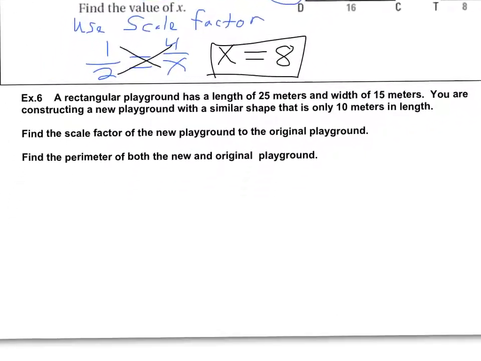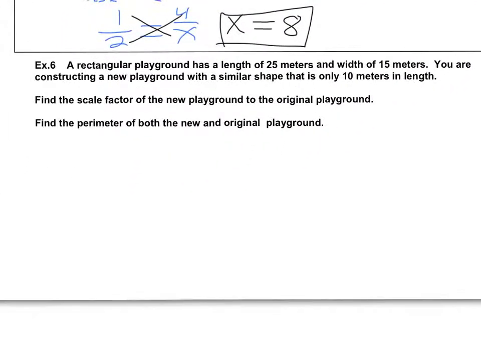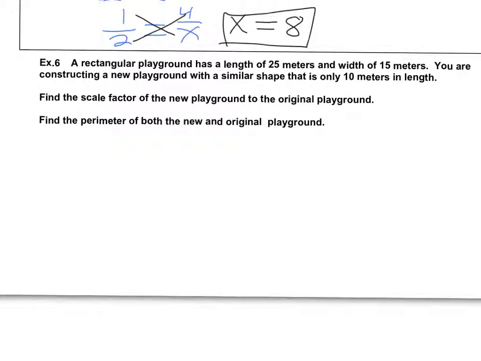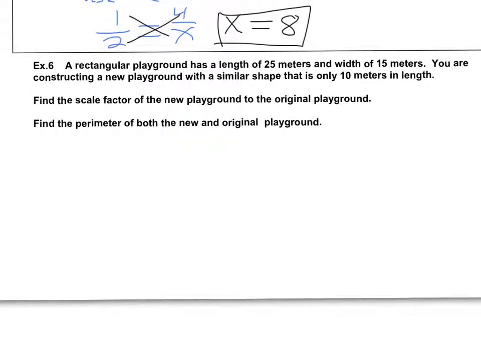All right. Number 6. A rectangular playground has a length of 25 meters and a width of 15 meters. I don't know about you, but I feel like drawing that as a diagram. So there's my best rectangle. Rectangles have 4 right angles. And the length is 25. The width is 15.